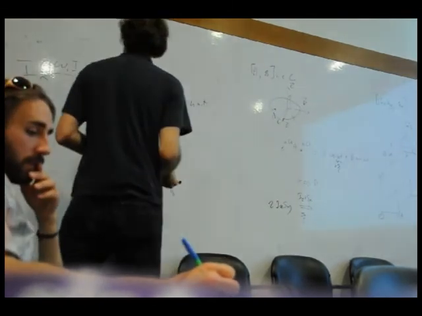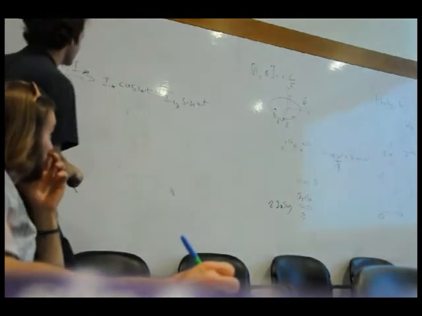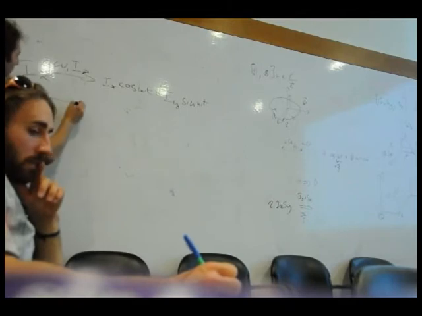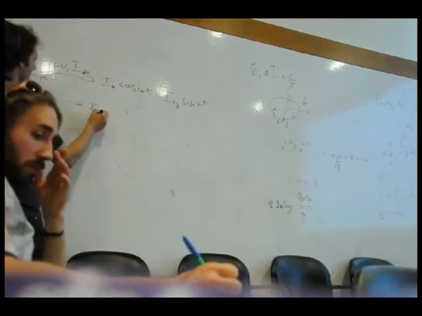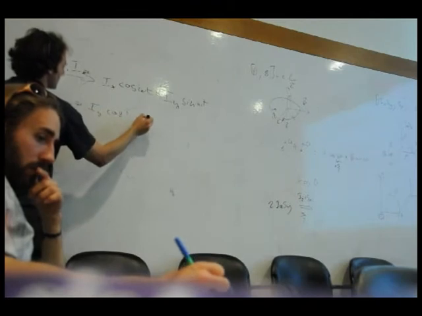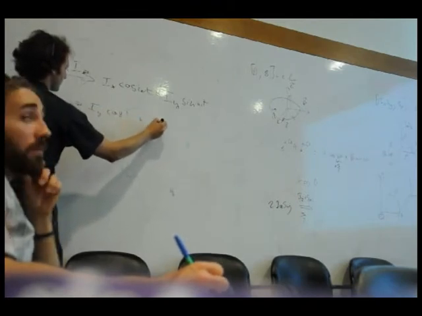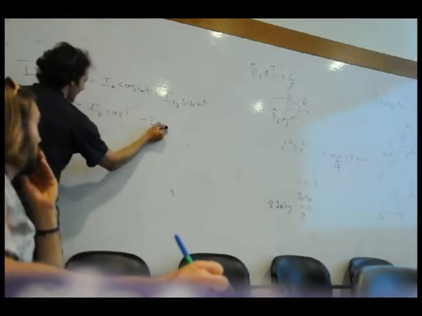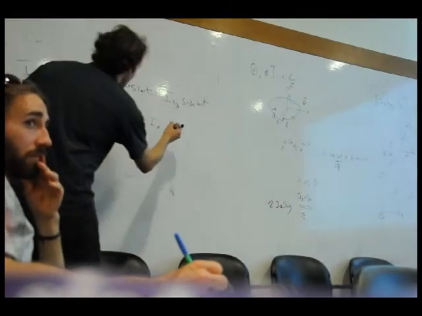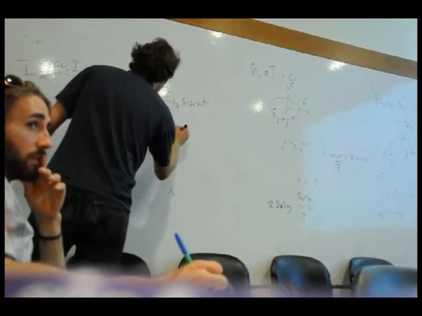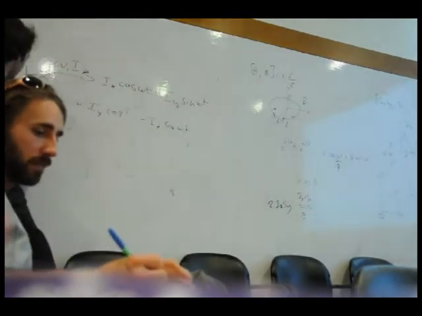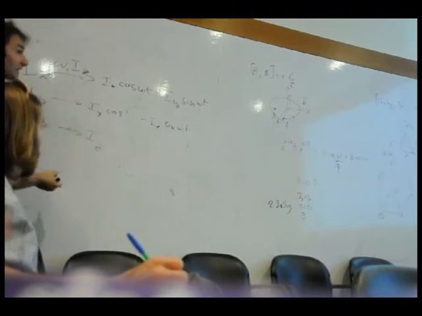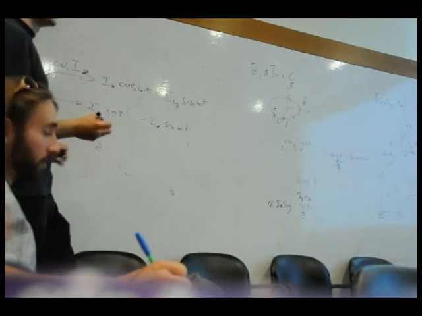And then iy will go to iy cosine omega t plus ix sine omega t. Right. Minus. It's a minus, right? iz will remain the same, and 2ixsy. Aha. This is a very interesting one too.